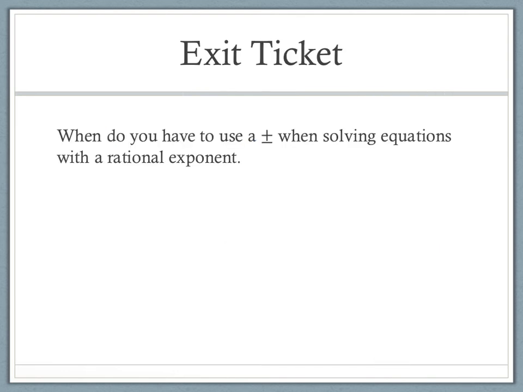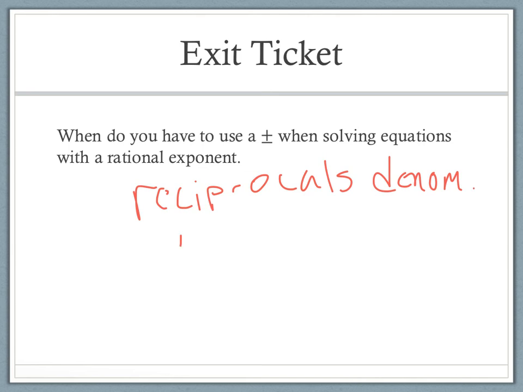It asks, when do we have to use the plus or minus sign when we're dealing with these rational exponent equations? Remember, when the reciprocal denominator is even. Because remember, anytime we take an even root, like a square root, of both sides of the equation, we have to have the plus or minus sign, because it could be a positive or a negative.